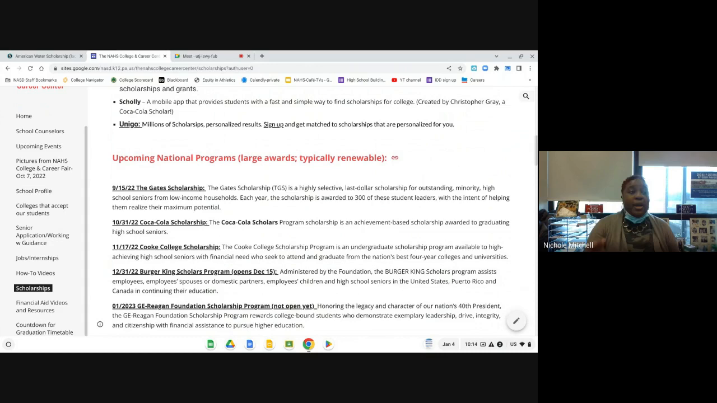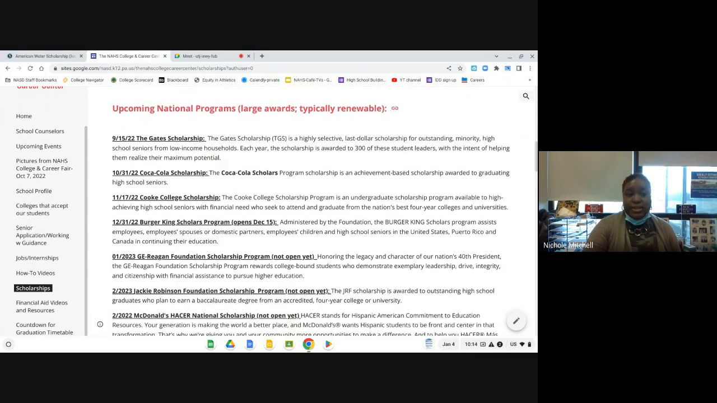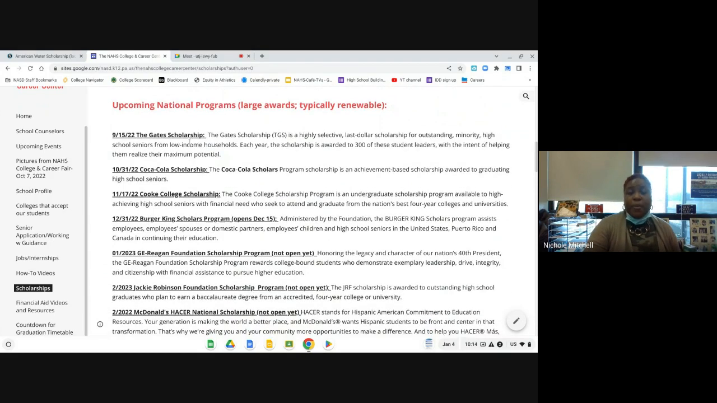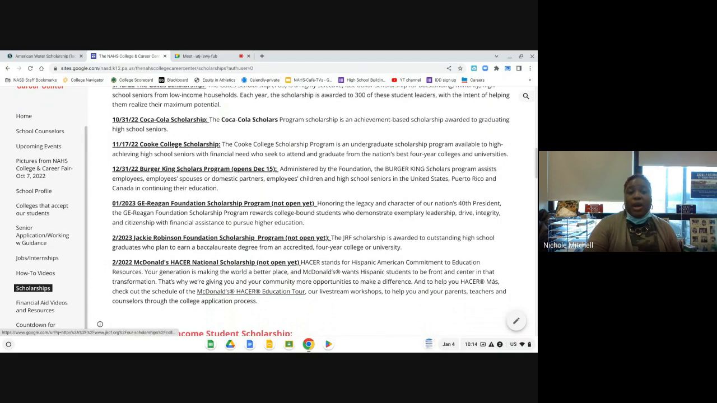Okay. But all of these scholarships for the most part are one-off scholarships, meaning that you're only going to get them one time. So don't base your decision to go to a school for 4 years off of the fact that you receive $10,000 in scholarships for this year if they're only going to be given to you one time. Now, some of these other ones, the upcoming national programs, some of these are renewable scholarships, meaning that you're going to get them every year, but some of these deadlines have passed.